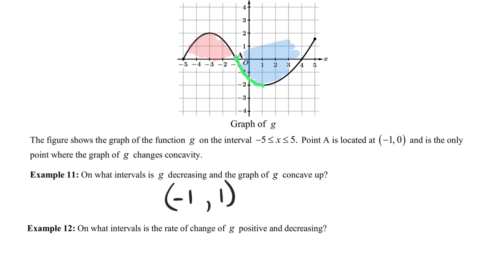Okay, on to our last question. On what intervals is the rate of change positive and decreasing? So remember, if we have a decreasing rate of change, it's concave down.